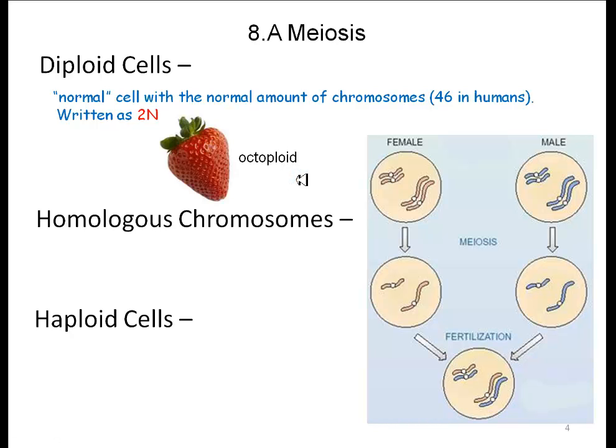There's another section here about the strawberry. We just finished the strawberry DNA lab where we actually saw octoploid, where we're 2N, they would be 8N. Way too many chromosomes.